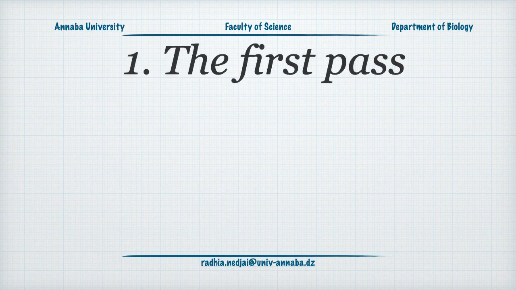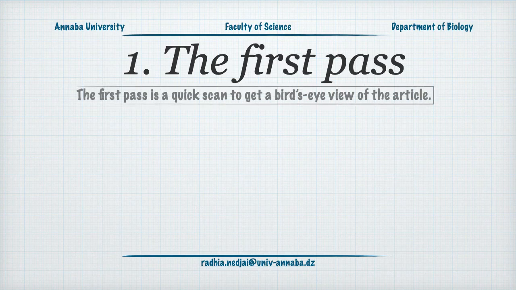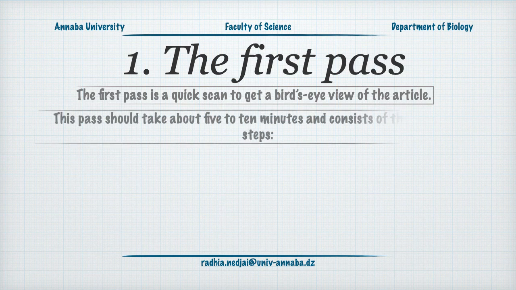Let's start with the first pass. The first pass is a quick scan to get a bird's-eye view of the article. This pass should take about 5 to 10 minutes and consists of the following steps.